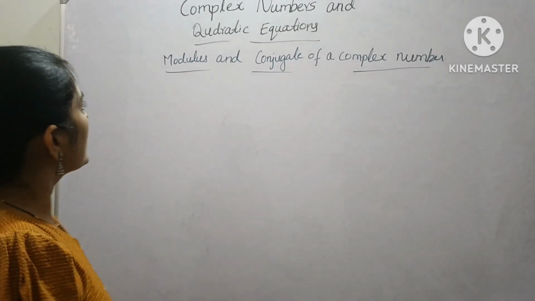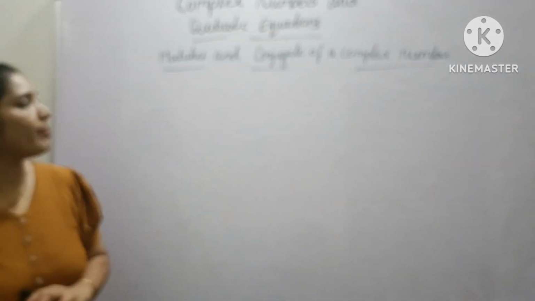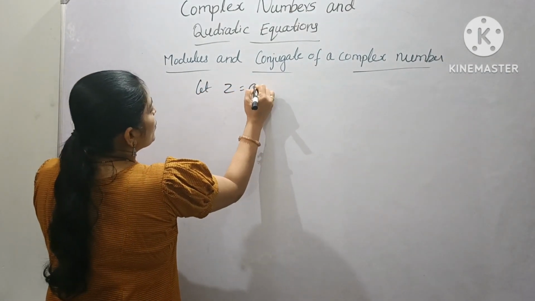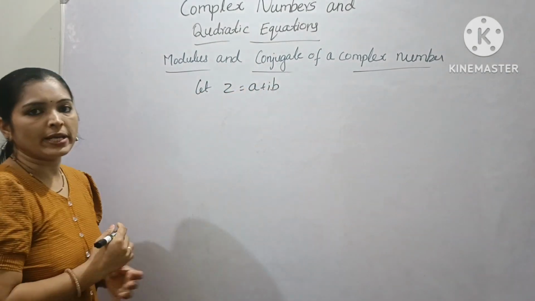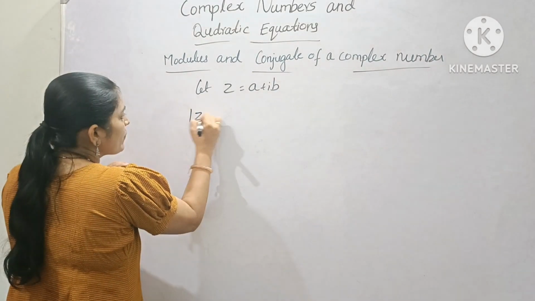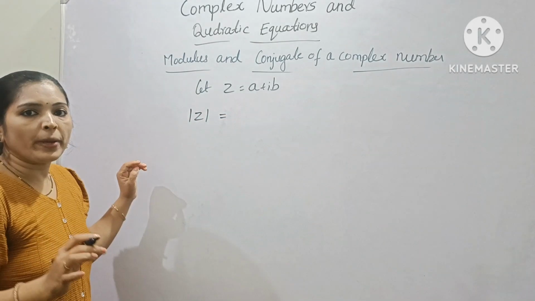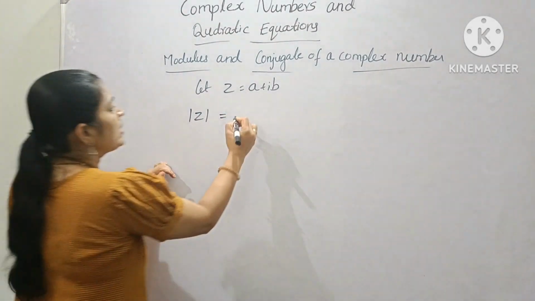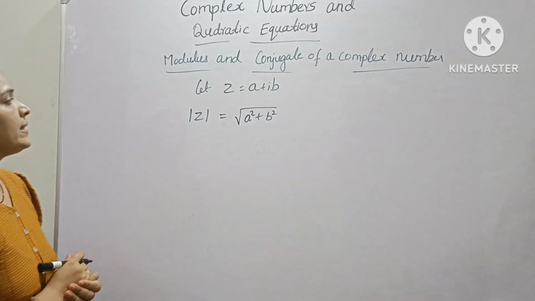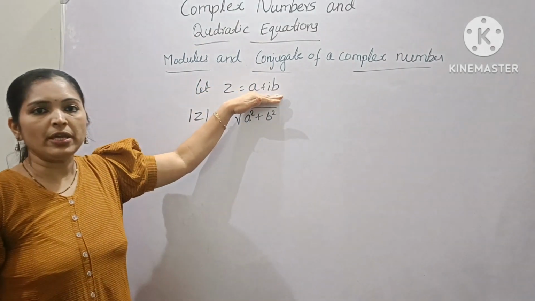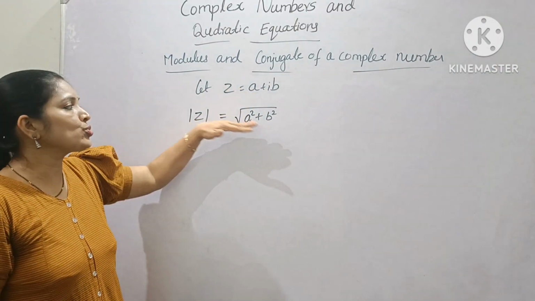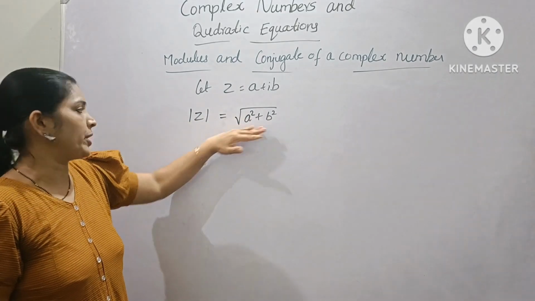Next we will study modulus and conjugate of a complex number. Here let us take z equal to a plus ib, a complex number. Then modulus of z is denoted by |z| and it is defined to be a non-negative real number, square root of a square plus b square. That is, if z is equal to a plus ib, a complex number, then modulus of z is equal to square root of a square plus b square.